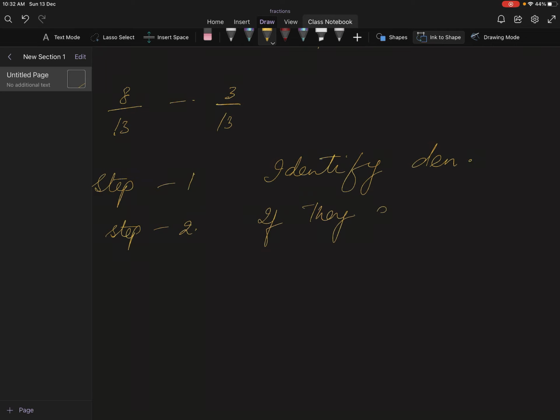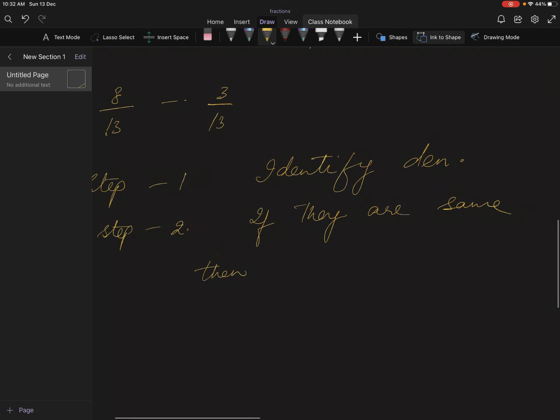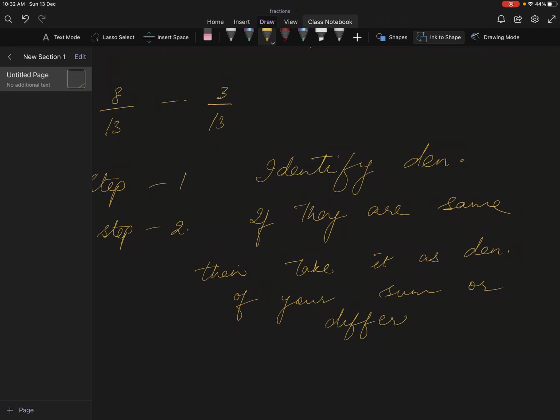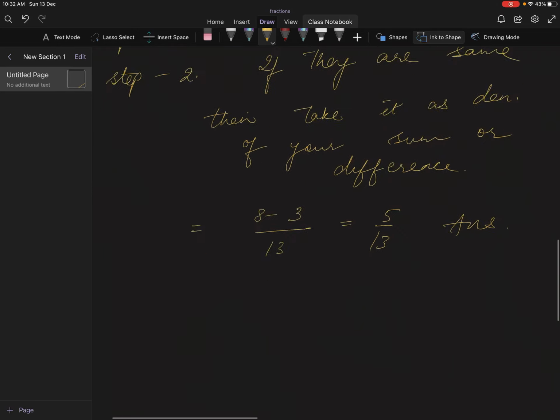If they are the same, then take it as the denominator of your sum or your difference, because addition and subtraction is what we are doing. So my denominator will be 13, and subtract or add the numerators. 5 upon 13 will be my answer.